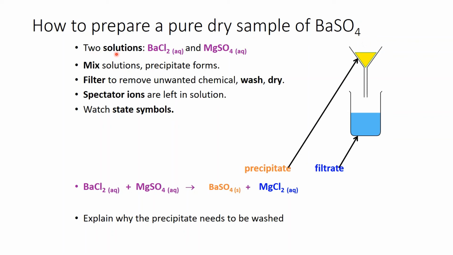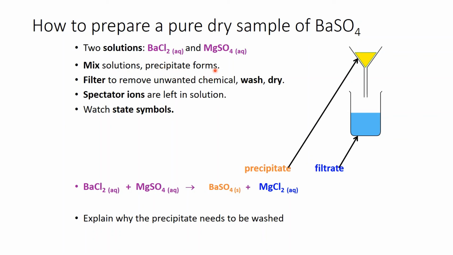You take barium chloride, BaCl2, which is aqueous, together with magnesium sulfate as an example. So here you're going to form barium sulfate and magnesium chloride. Magnesium chloride will remain in solution, whereas barium sulfate will be the precipitate. So you'd mix the 2 solutions, usually in some form of conical flask, or you could do it in a beaker, and you'd have some form of precipitate formed.